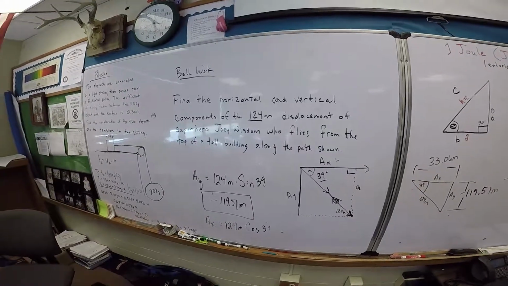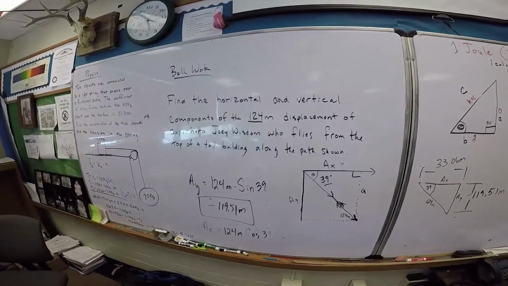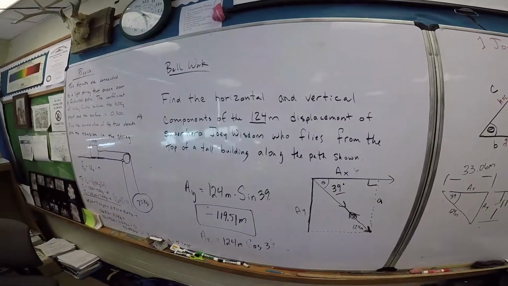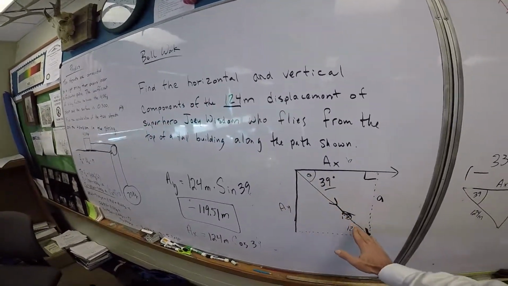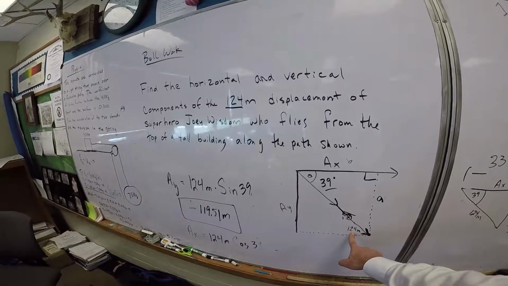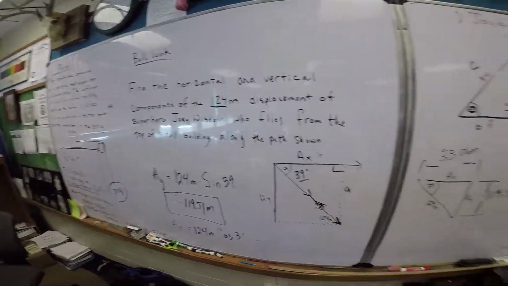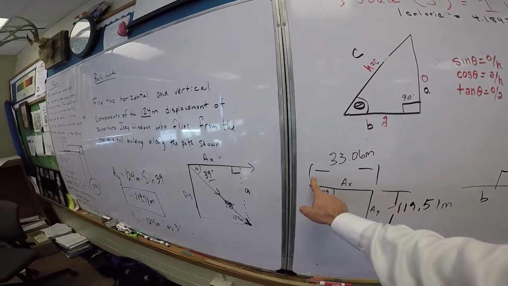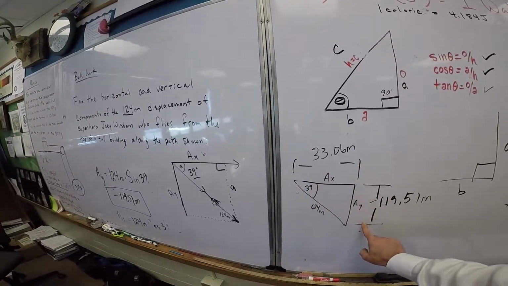As a recap, we're going to find the horizontal and vertical components of the 124-meter displacement of a superhero, Joey Wisdom, who flies from the top of a tall building along the path shown. The book has a diagram showing the superhero flying in this direction, 124 meters, and they want to find A of Y and A of X. I drew over here the triangle showing the angle 39 degrees, and that they're looking for the A of X length and the A of Y length.